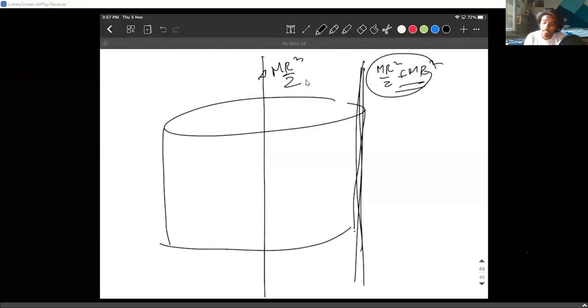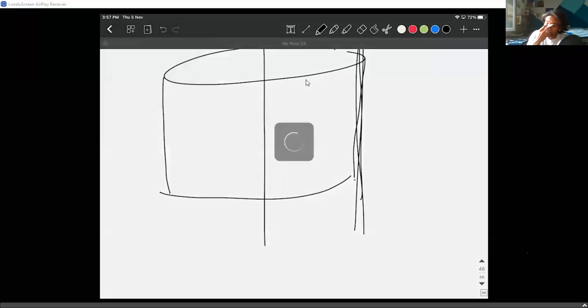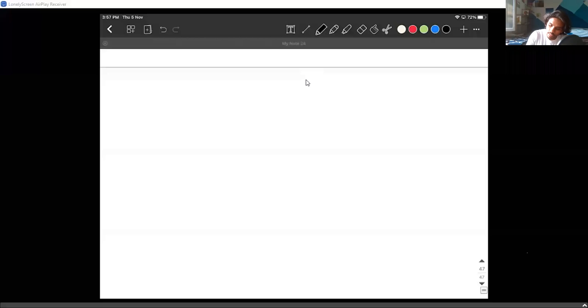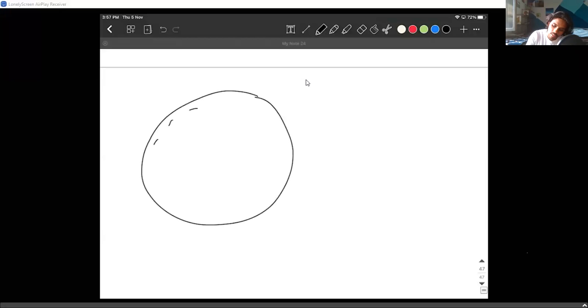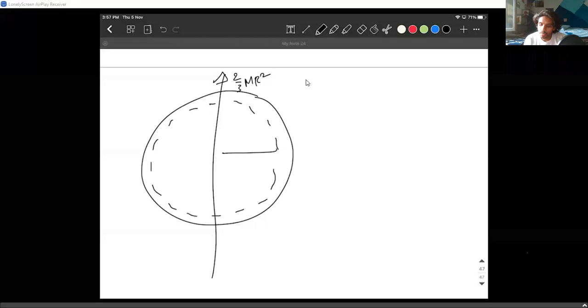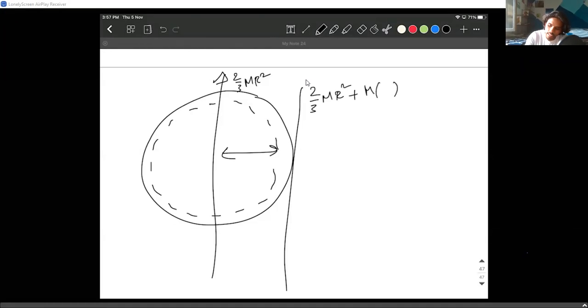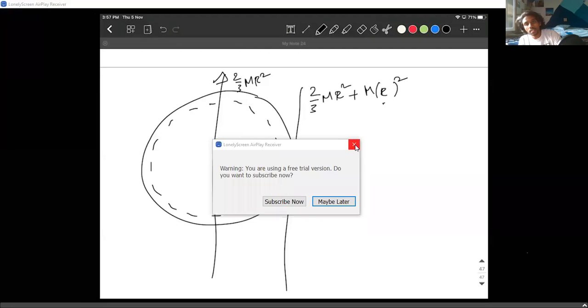Now let us talk about a hollow sphere and a solid sphere also. Let us take a hollow sphere first. Just imagine this is a hollow sphere. We already know this value as 2 by 3 mr square. If somebody asks you about this axis, you simply write 2 by 3 mr square plus md square. The d here is nothing but r. So it is simple.